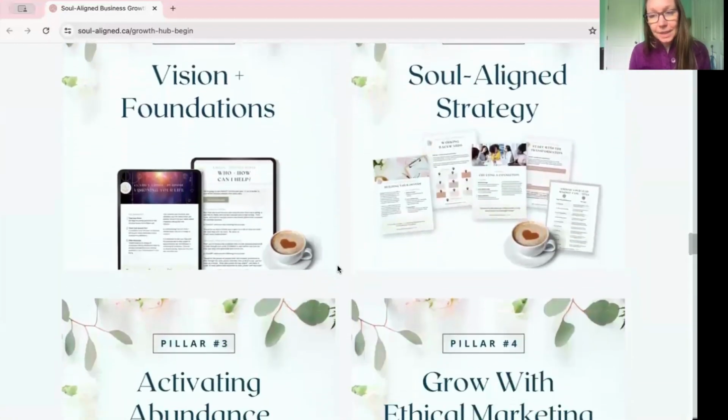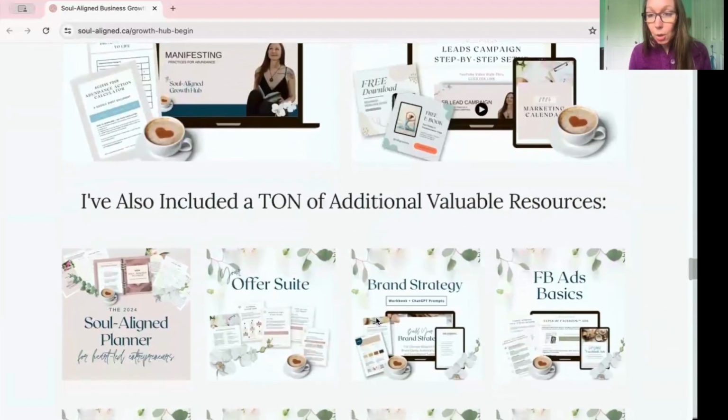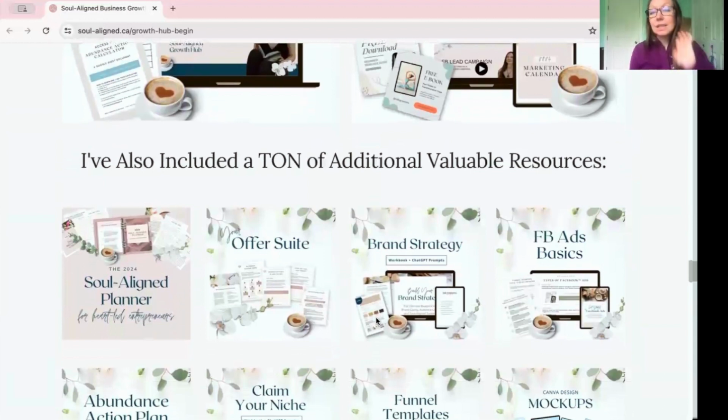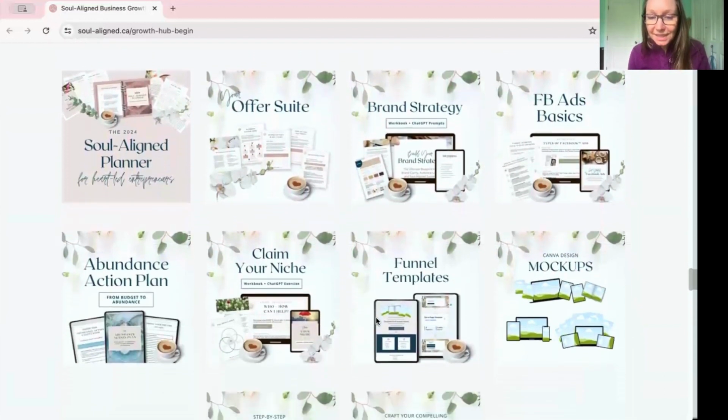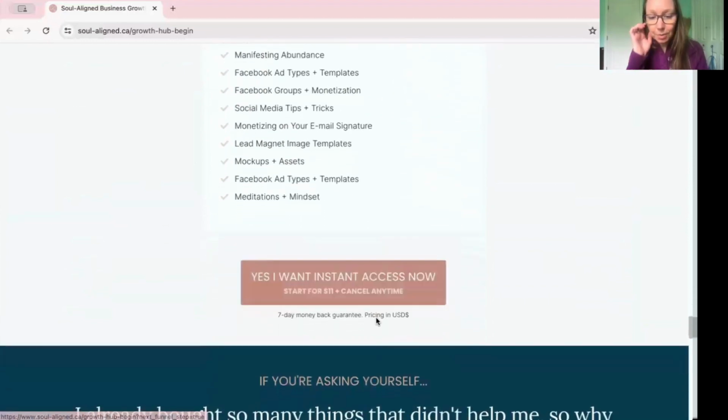And then I'm a big fan of mock-ups and images and visuals. It's a big component of my brand. I really think it's important that it's visually pleasing, and I have a ton of awesome stuff in the Growth Hub, so it's easy for me to share about that.